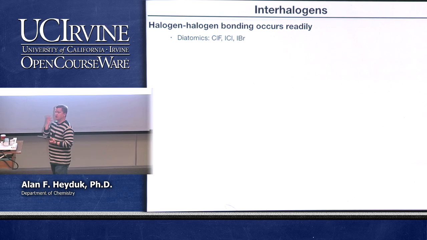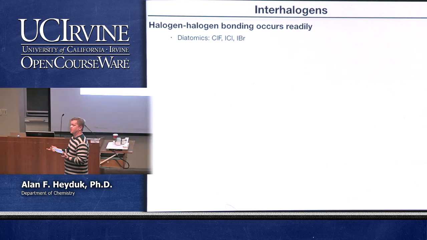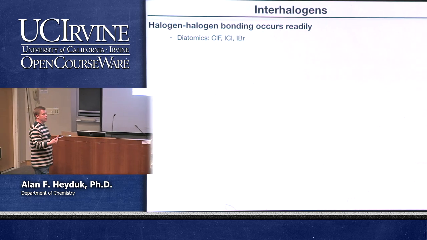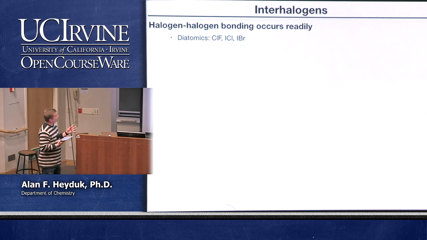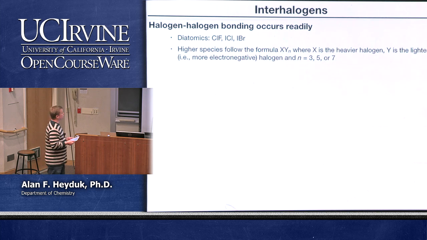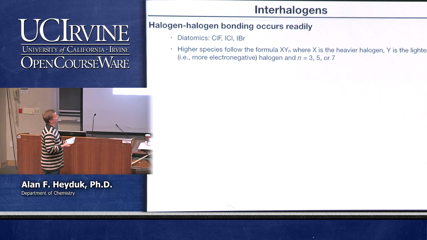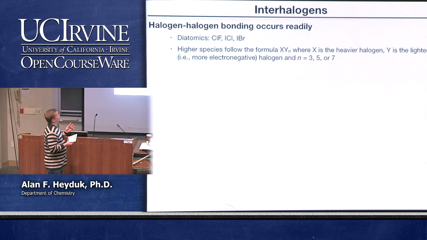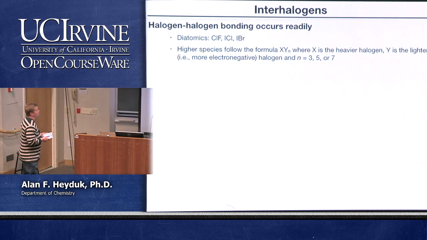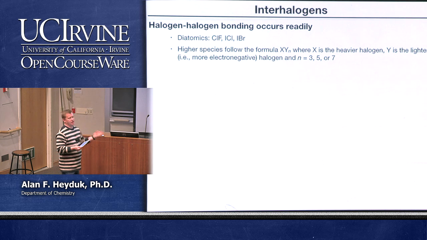Interhalogens. So we always think about F2, Cl2, bromine, so on and so forth. You can get interhalogen bonds. Okay, so you can make the diatomics like, you know, the chlorine-fluorine bond, the iodine-chlorine bond, the iodine-bromine bond. Those are all good. They follow the ordering XY_n, where X is the heavier halogen, Y is the lighter halogen, and then n can be, well, technically 1, 3, 5, or 7. Okay, so always the lighter halogen is the one that has the greater number.